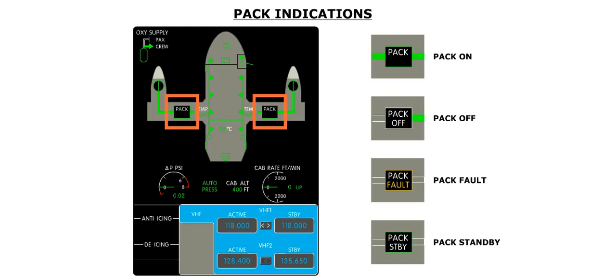A fault is indicated by an amber rectangle and a pack fault label, with the fault line displayed in amber. A pack standby label with a green rectangle indicates that the associated pack switch is selected on, but there is no bleed air available to open the valve.